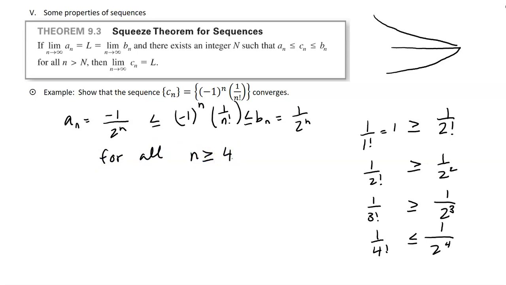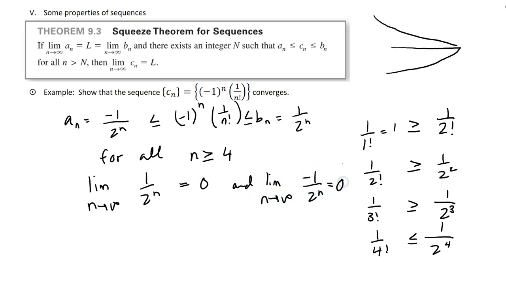So since the limit as n approaches infinity of 1 over 2 to the n, or b sub n, is equal to 0, and the limit as n approaches infinity of negative 1 over 2 to the n also equals 0, by the squeeze theorem, we would say that the limit as n approaches infinity of negative 1 to the nth power times 1 over n factorial is also equal to 0.